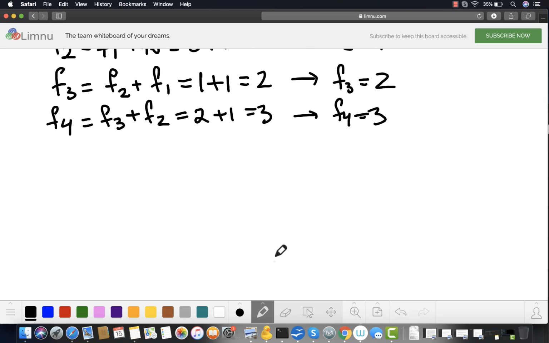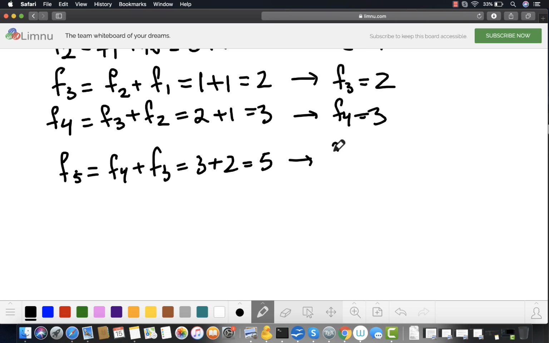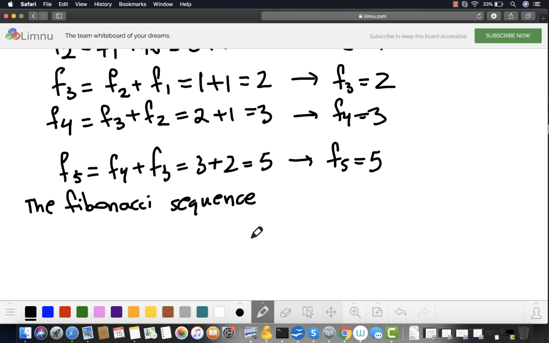Let's write down a few more terms. F of 5 is f of 4 plus f of 3, so it's 3 plus 2, so it's 5. So f of 5 is just 5. So the Fibonacci sequence is basically this one. So f sub n, starting at least at 0, the first term is 0, and then we have 1.